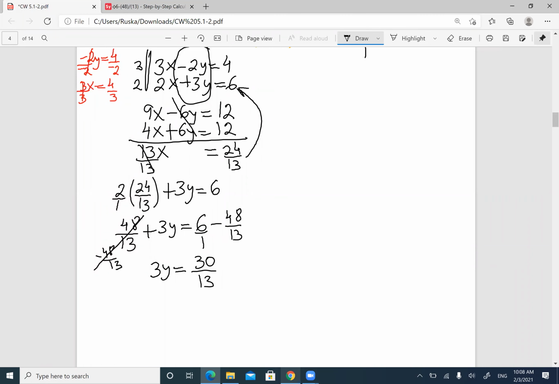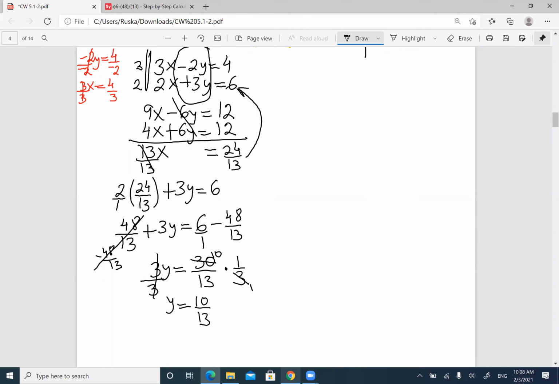And then I have to divide both sides by 3. So divided by 3 means multiply by 1 over 3, right? And then the 3s cancel. So I'm going to get y is 10 over 13.